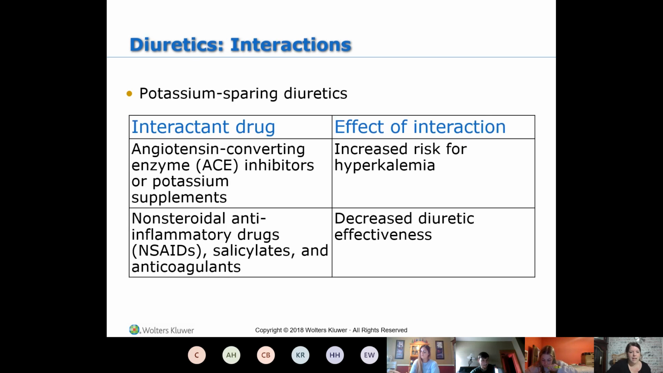Okay. Drug-drug interactions. Remember, there's a whole bunch of them. Remember, I showed you all those boxes in the books. Do the best you can with remembering these, but I know that it's a lot to remember.